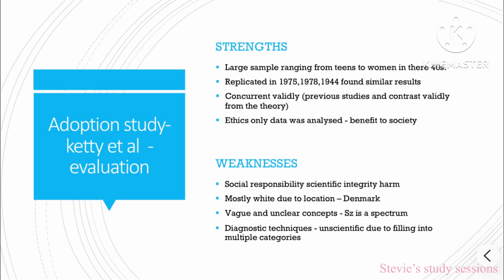Weakness: we have a social responsibility not to cause harm with these studies. Also, the study is not generalisable due to the location. It was in Denmark, therefore the participants were mostly white. It has vague and unclear concepts. Schizophrenia is a spectrum. The diagnostic techniques were not scientific due to some participants fitting into multiple categories.